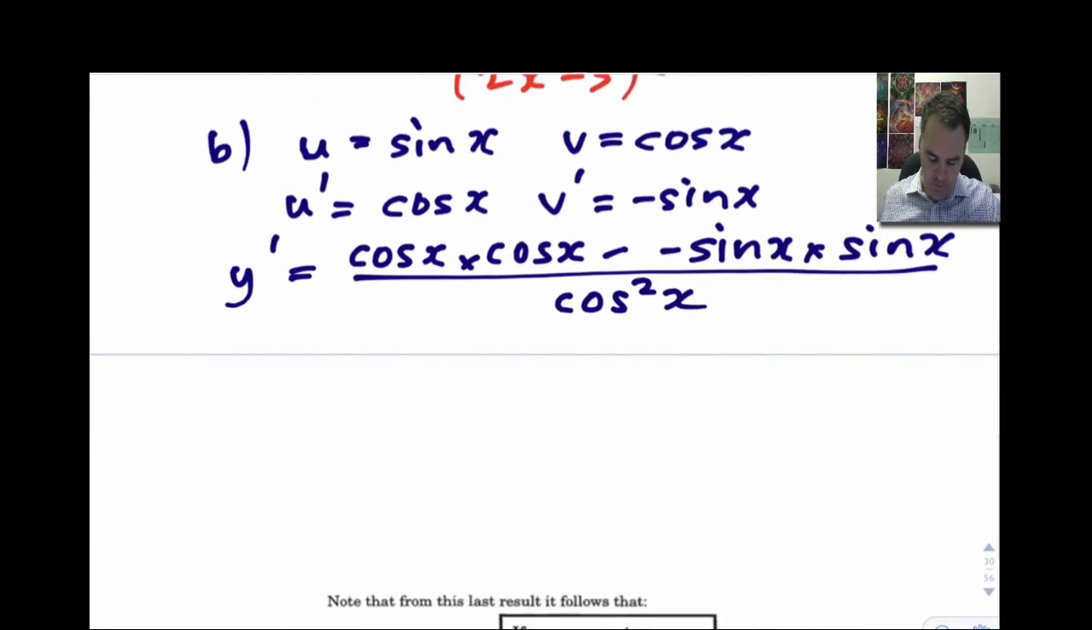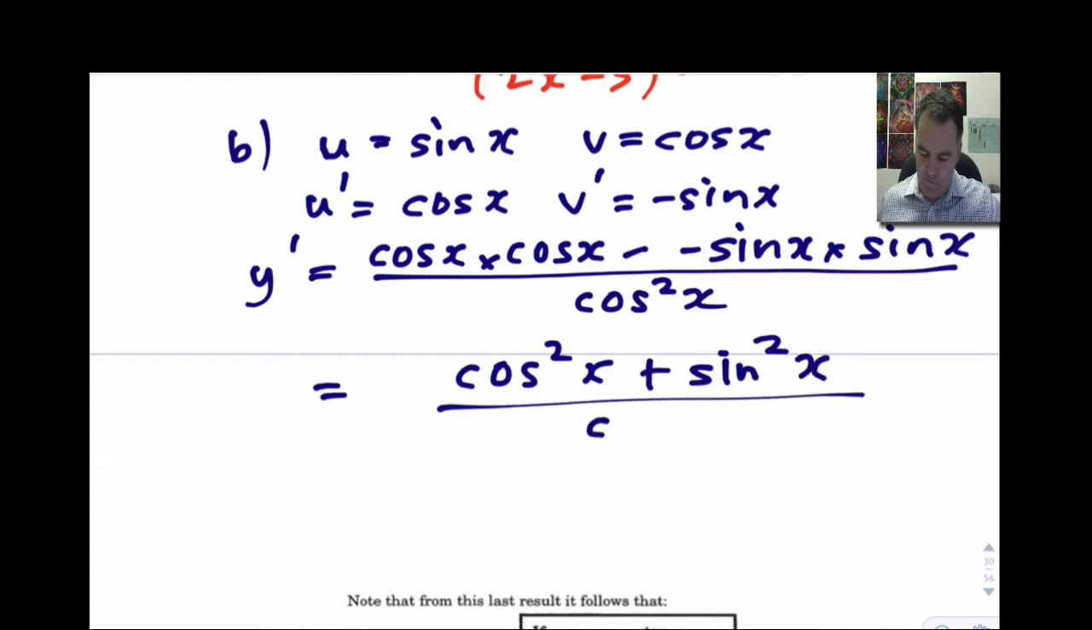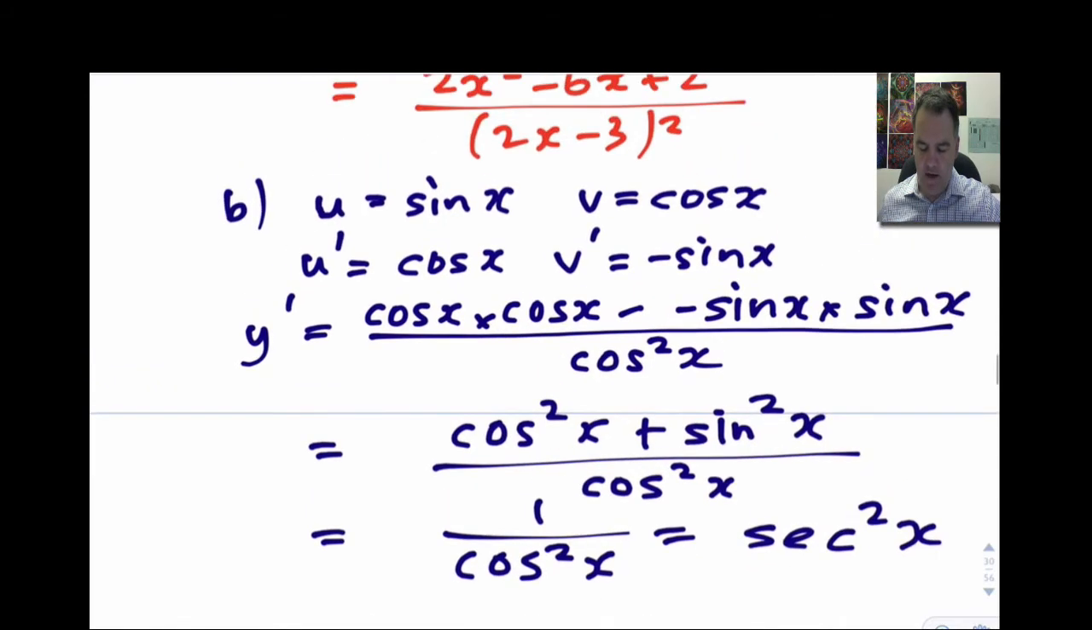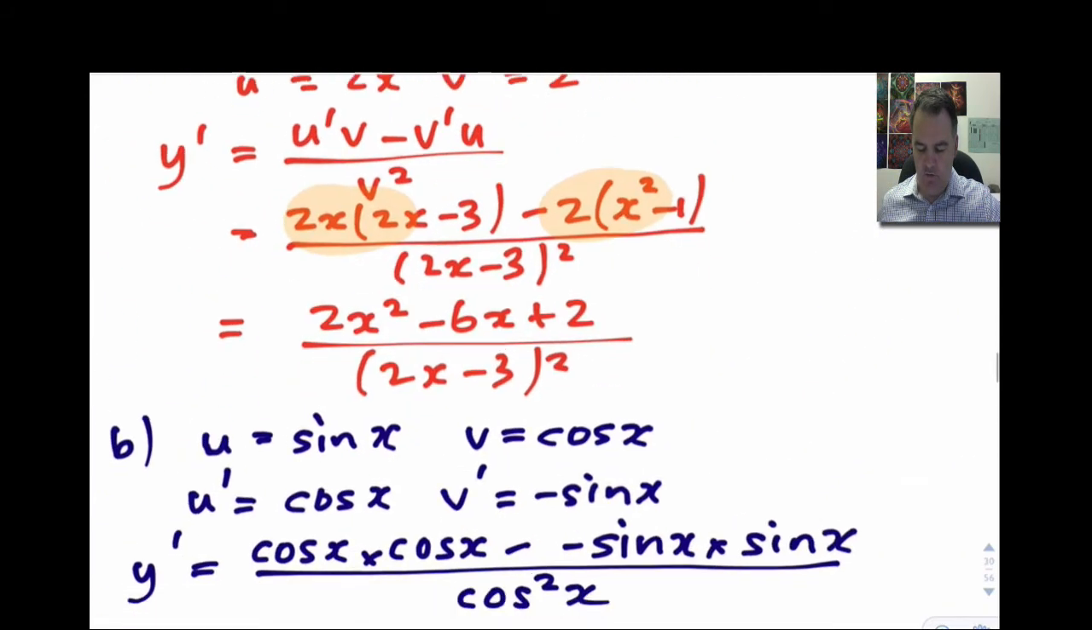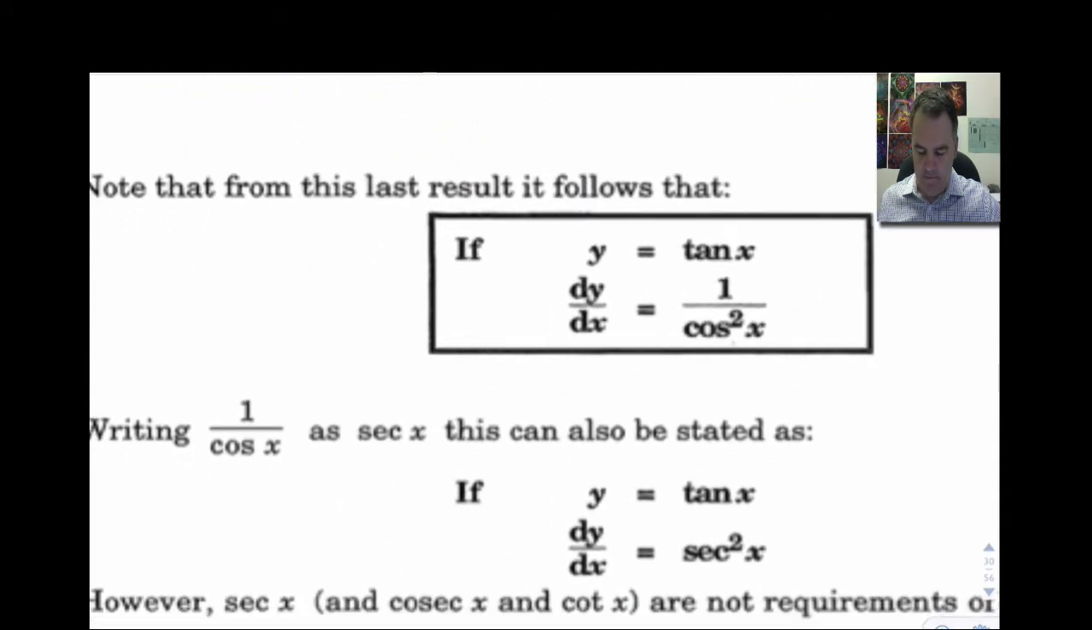Cool. So on the top line you can see that we get cos squared x, minus minus gives us a plus sine squared x, over cos squared x. And we know the identity that the top line there is just 1. So that's 1 over cos squared x, which we know better as sec squared x. So the derivative of tan of x, which is sine over cos, we just use the quotient rule to show that that is sec squared x. Okay.